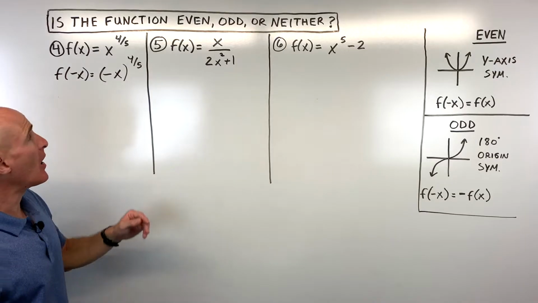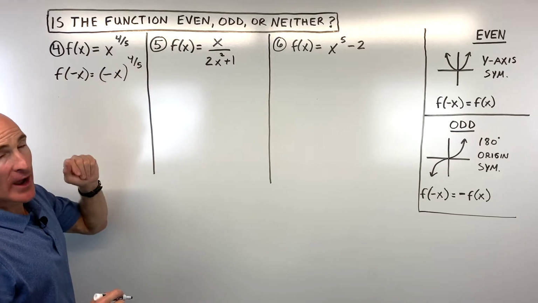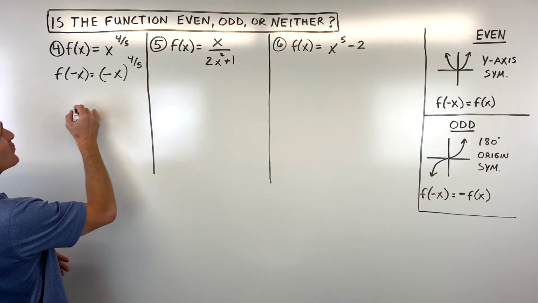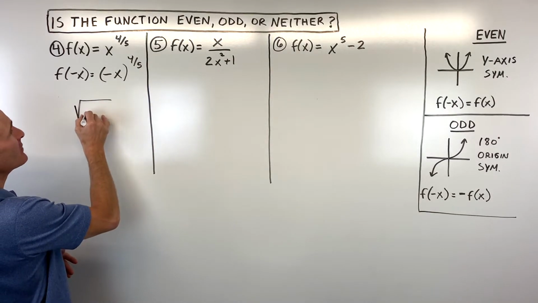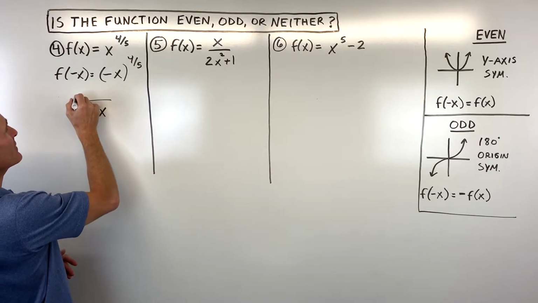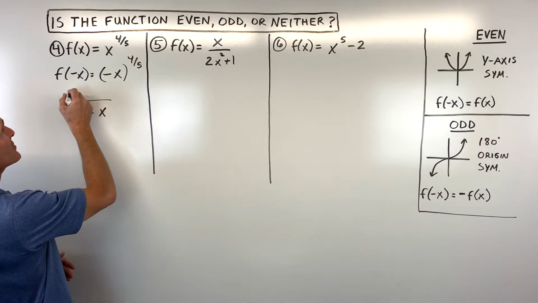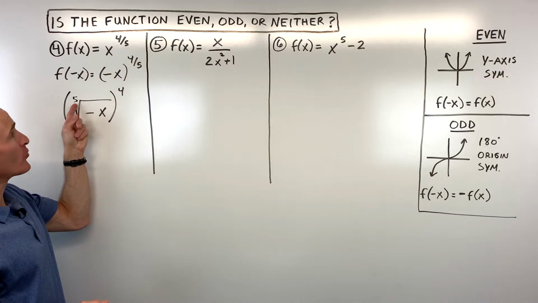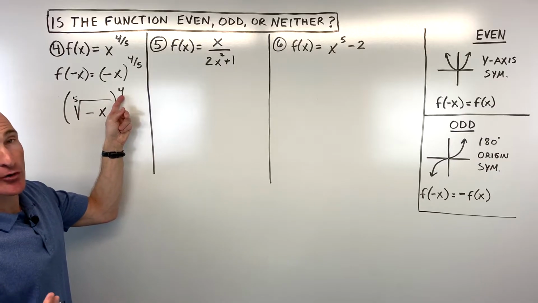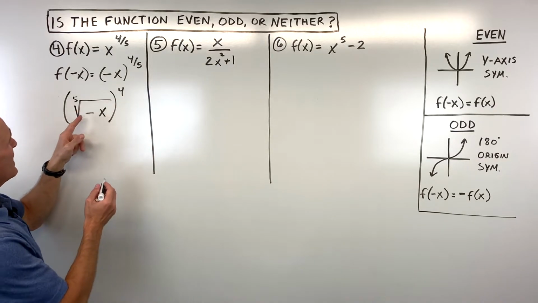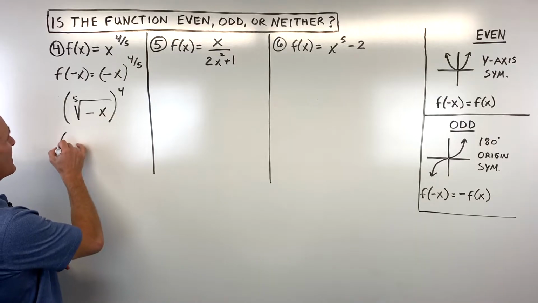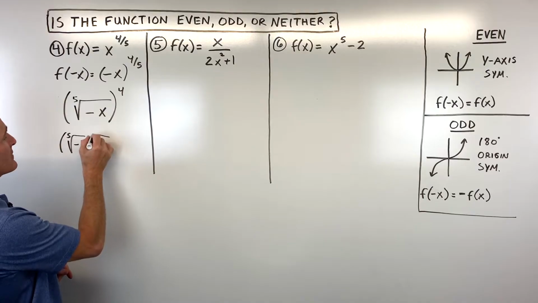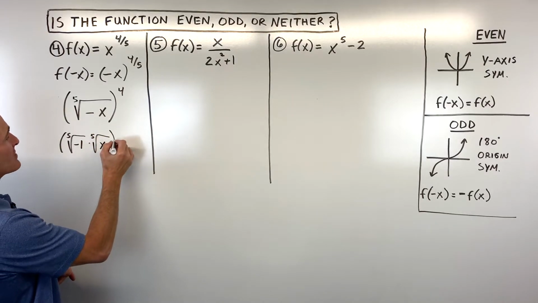Okay, to the 4/5 power. And this is a rational exponent, or what we call a fractional exponent. And we can write this as a radical. What this would be is the 5th root of negative x, all raised to the 4th power. So remember, the denominator is our index or our root, and our numerator is our exponent or our power. And when you take the 5th root of negative x, you can write this as the 5th root of negative 1 times the 5th root of x.